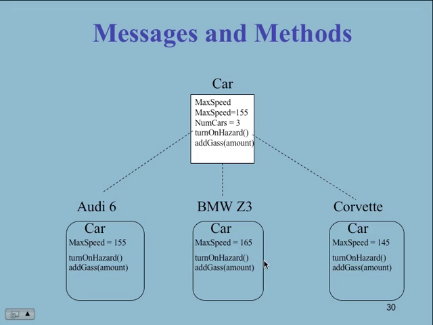We didn't put it on here, but probably the fuel tanks are different sizes for each one of these cars, if we wanted to keep track of that. But here we're just running a method called add gas, and we're giving it the amount of gas to add to each one of the cars. So if we add gas to the Audi, it doesn't affect the Corvette car.